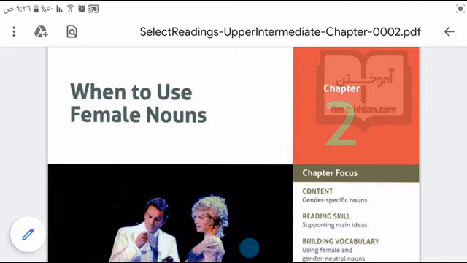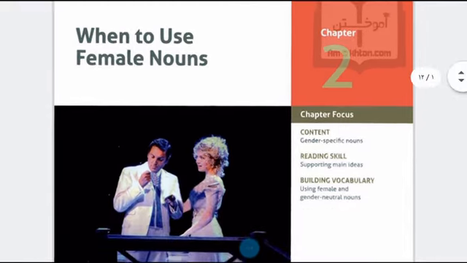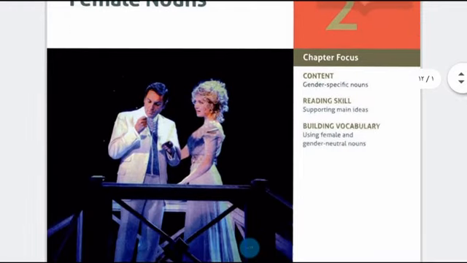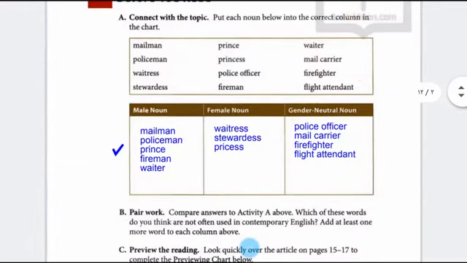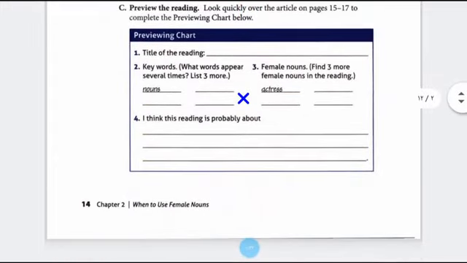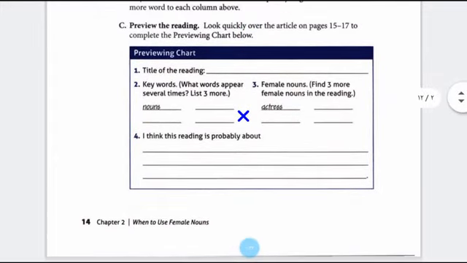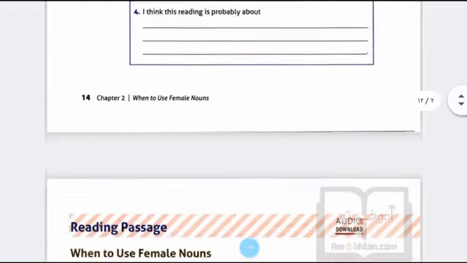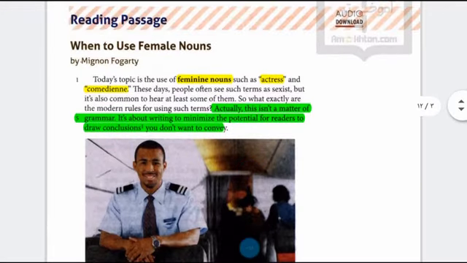Okay, this is chapter 2 for those who haven't studied chapter 2. I think most of the class have studied chapter 2. So, here we have this before reading exercise. I hope that you can check these words to classify them into male noun, female noun, and gender neutral nouns. Okay, then we will move on. This exercise I marked with a cross. We don't need to read or check it.